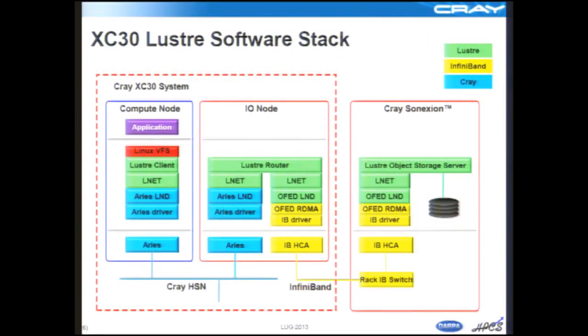For us, being Lustre people, what's really most important to us is what's the software stack. Cray does Lustre routing. So we have two types of nodes in the system. We have compute nodes and I/O nodes. The I/O nodes we configure as LNet routers.